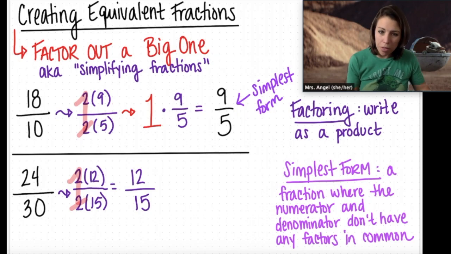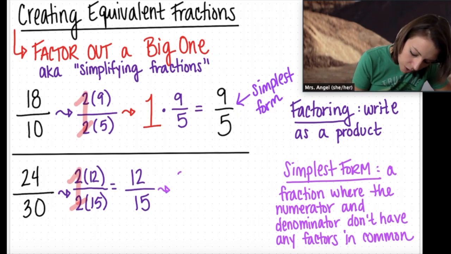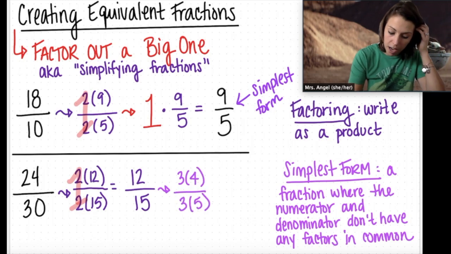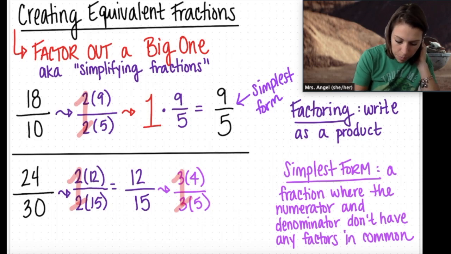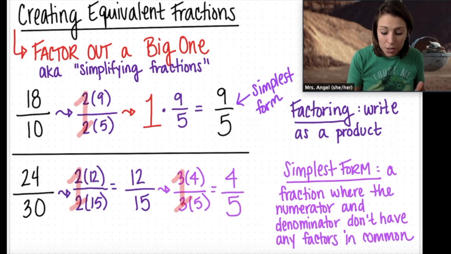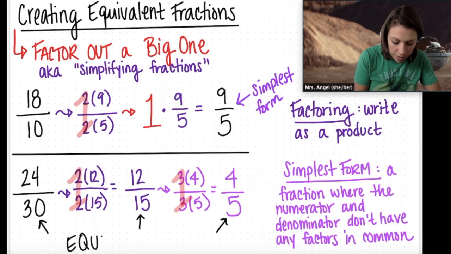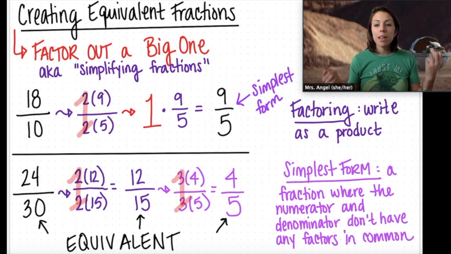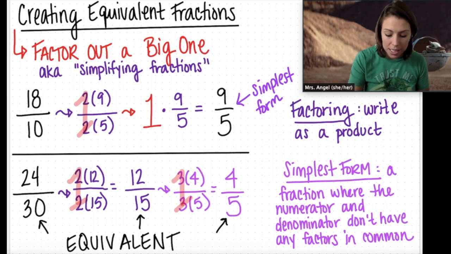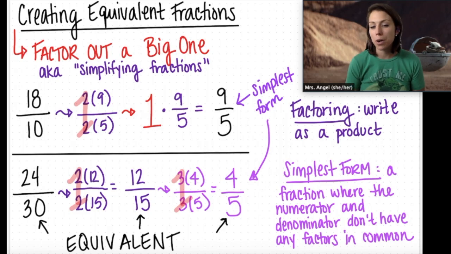So now let's factor out 3. So 12 is 3 times 4, and 15 is 3 times 5. Oh, look, another big 1. 3/3 is a big 1, and that leaves us with 4/5. And here's the cool part, or what I think is cool. We just created 3 equivalent fractions. All 3 of these fractions are equivalent. They all represent the same area, the same amount. The only difference and special part of this last one is that it's in simplest form.